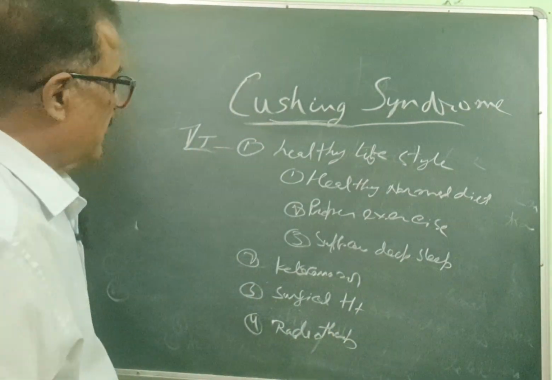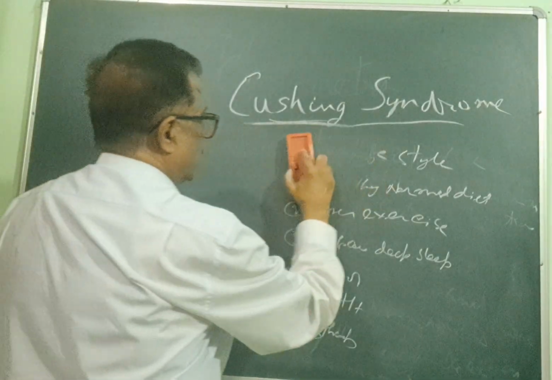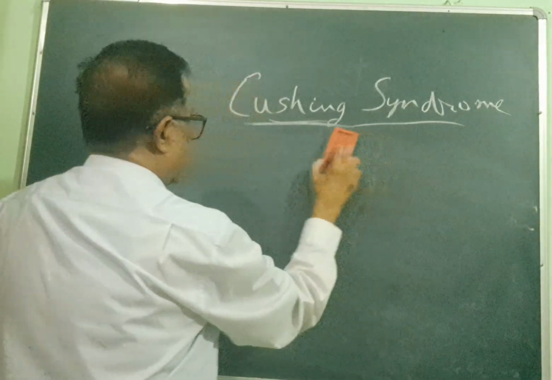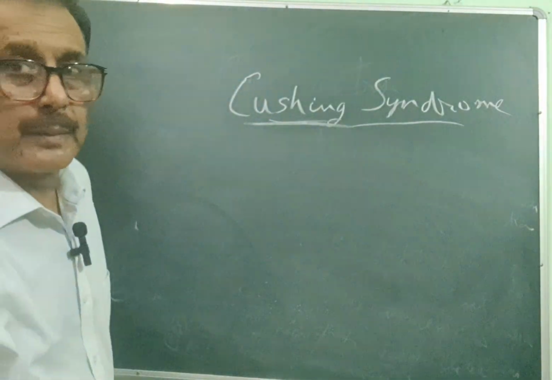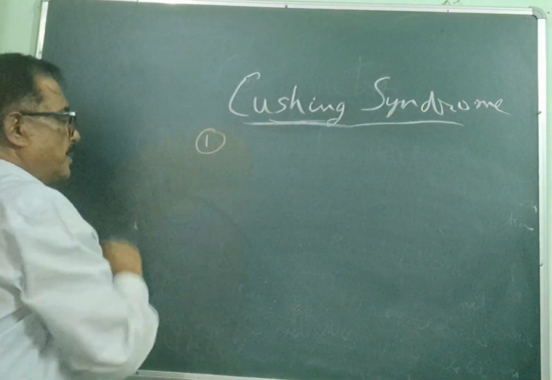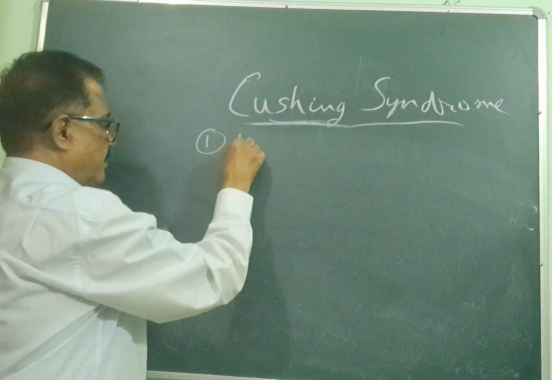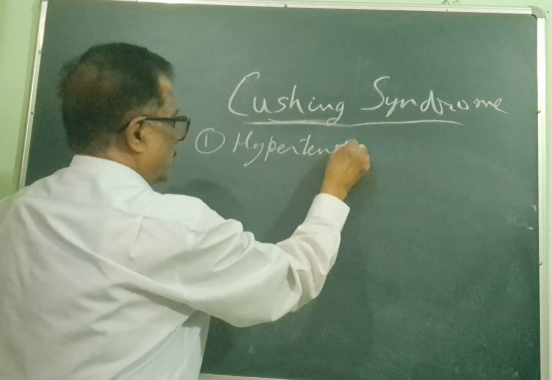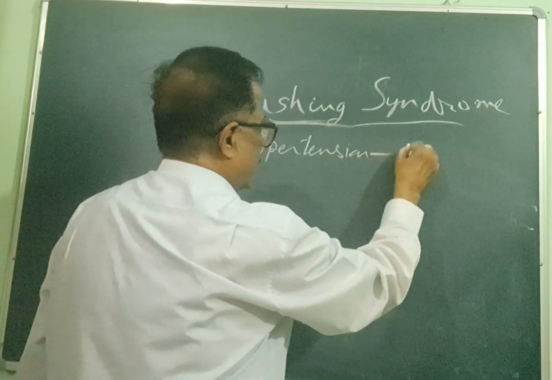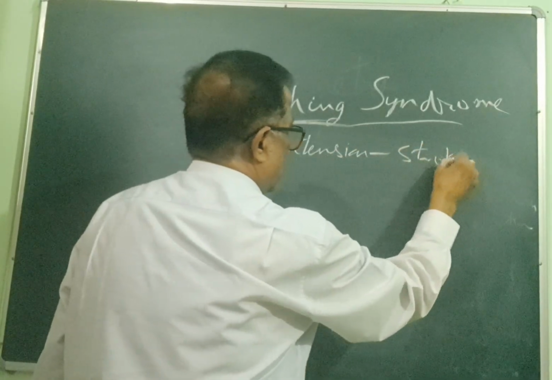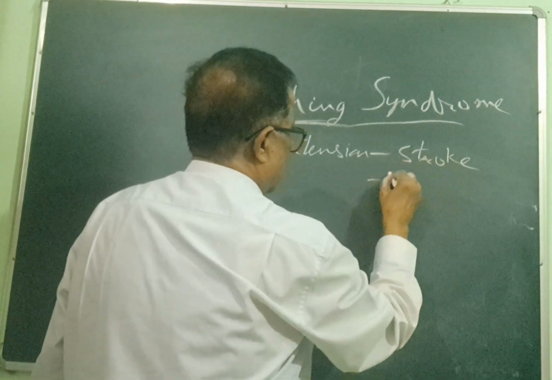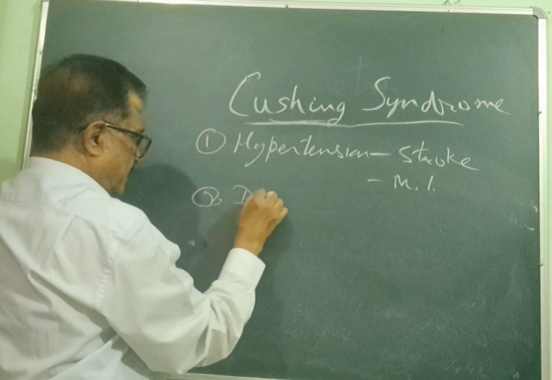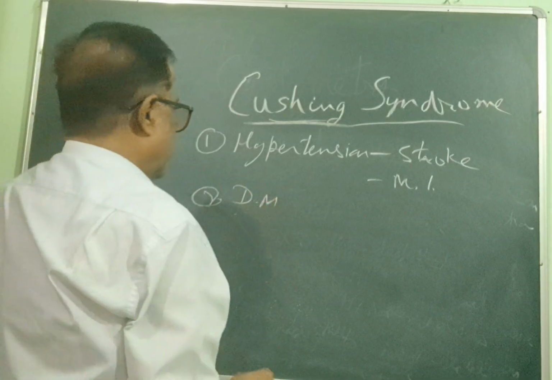What are the long-term effects of Cushing syndrome? Treatment is a must, otherwise what? Number one, you know that it causes hypertension, which may cause stroke or myocardial infarction. Second is diabetes mellitus.